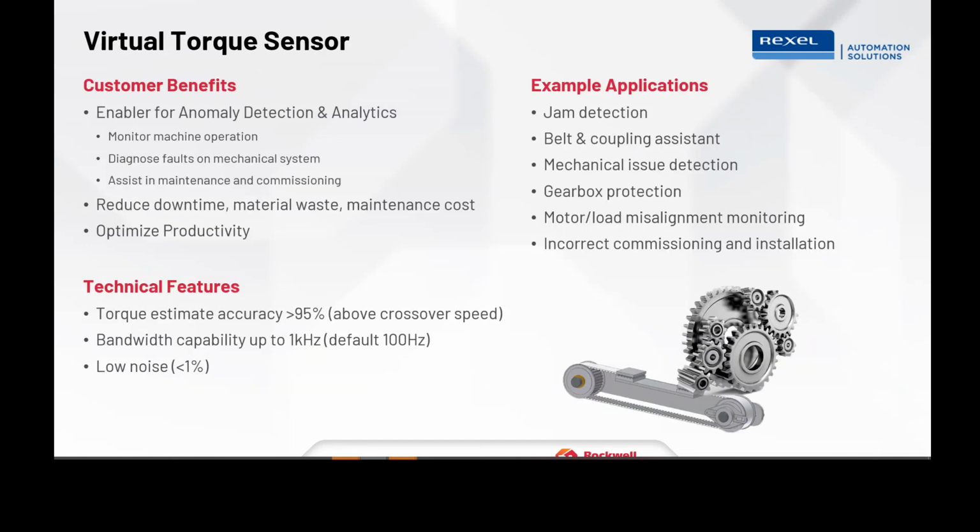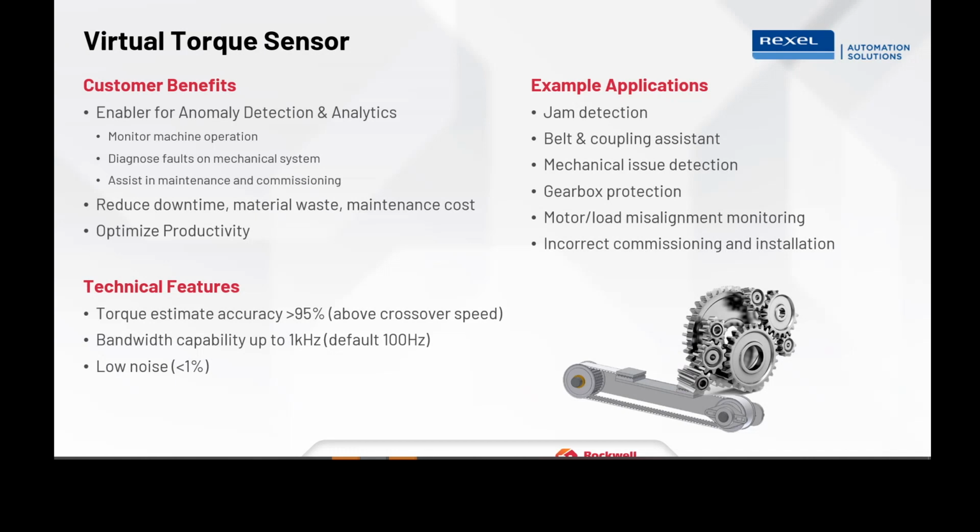So looking at the virtual torque sensor, it allows you to detect any kind of anomaly. Hey, my motor's all of a sudden working a little bit harder. What's causing it? Probably some kind of mechanical issue, whether it be a jam or maybe just a screw that needs lubrication.